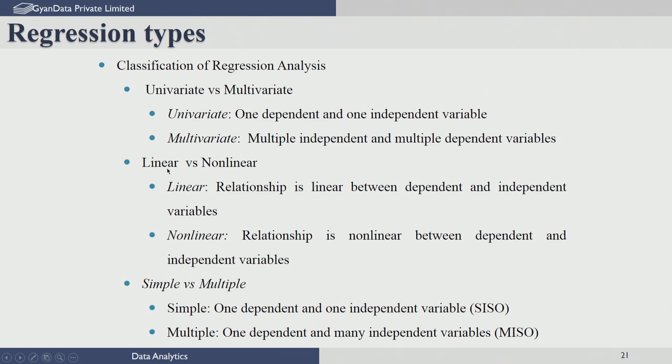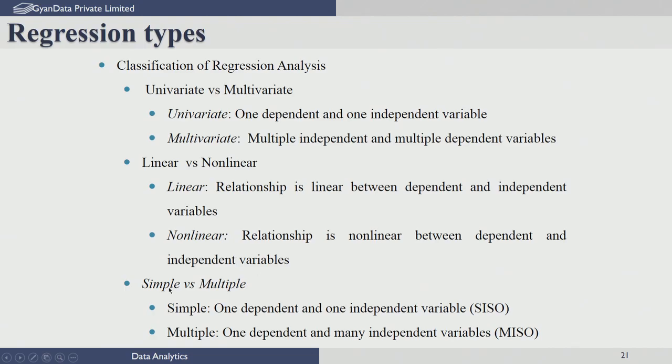We can also have what is called linear versus non-linear regression. In linear regression, the relationship that we seek between the dependent and the independent variable is a linear function, whereas in a non-linear regression problem, the functional relationship between the dependent and independent variable can be arbitrary: quadratic, sinusoidal, or any arbitrary non-linear function, and we would wish to discover that non-linear function that best describes this relationship. That forms part of non-linear regression.